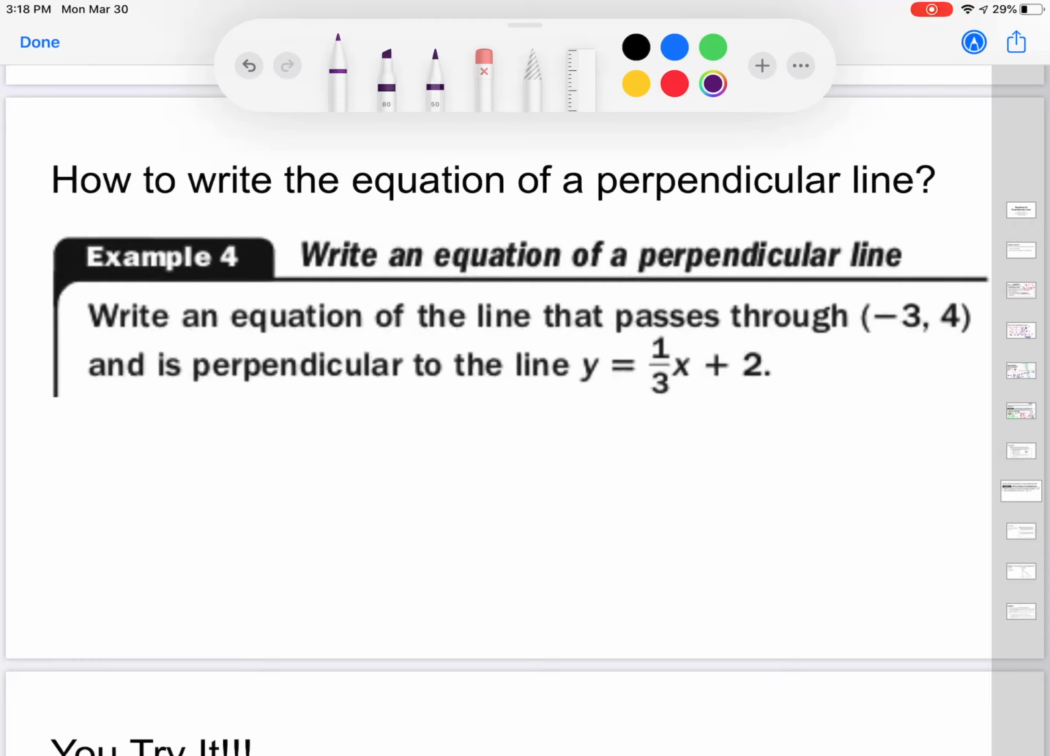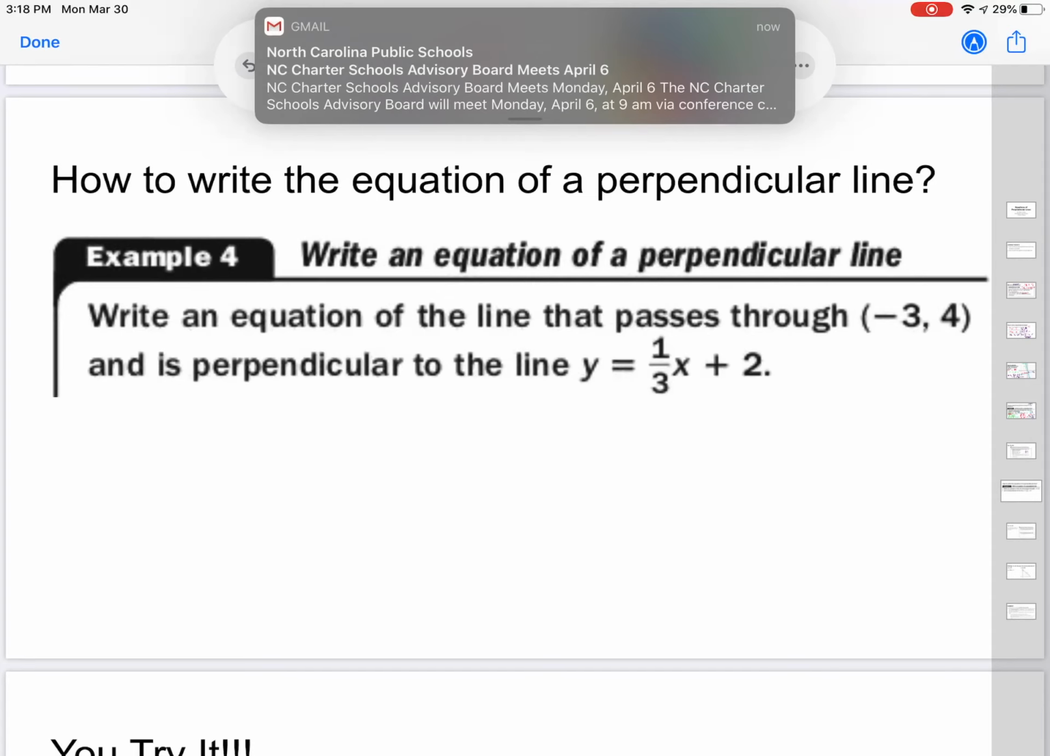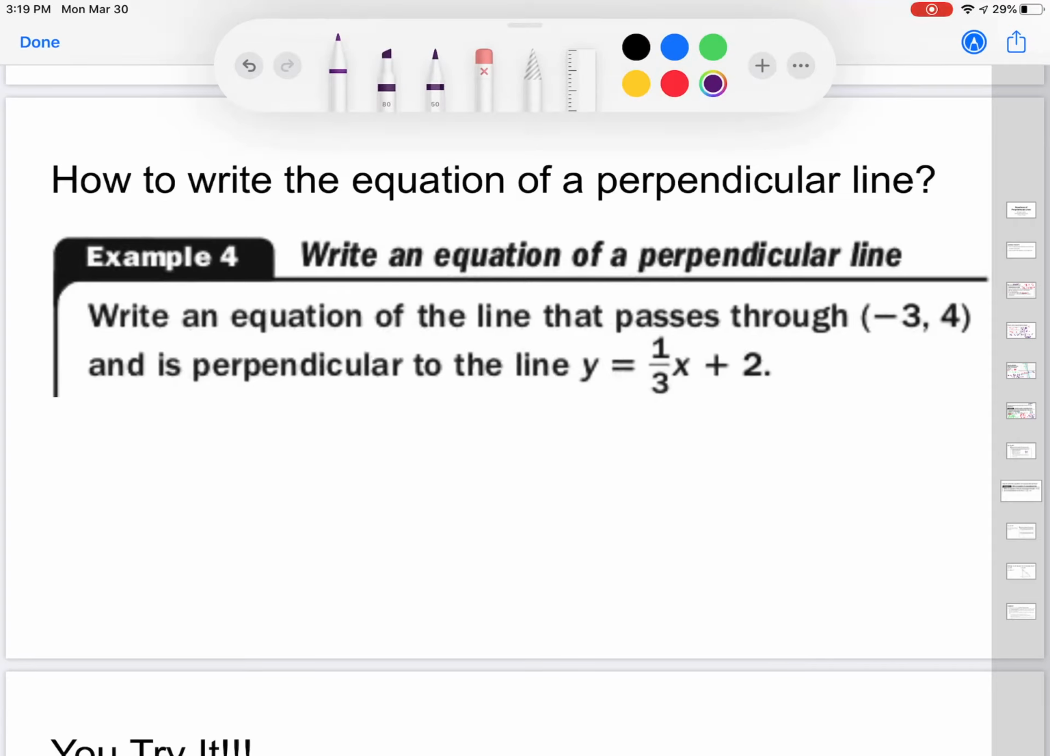This whole process is similar to what we did in the lesson on parallel lines. You're going to first identify the slope of the given line. For parallel, it was all about keeping the same slope. But for this, we're going to have to actually do something to the slope. You have to write the opposite reciprocal to get the perpendicular slope, and then use it and the given point to write the new line.